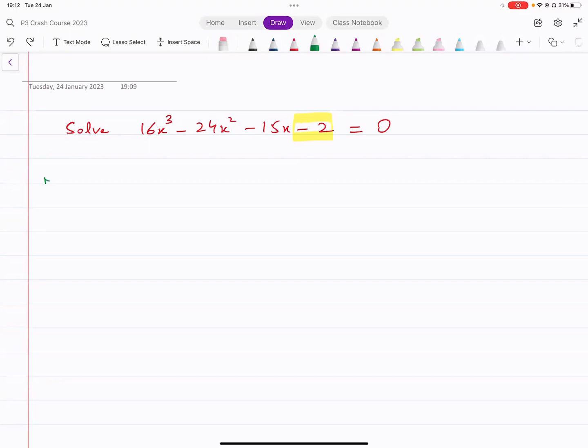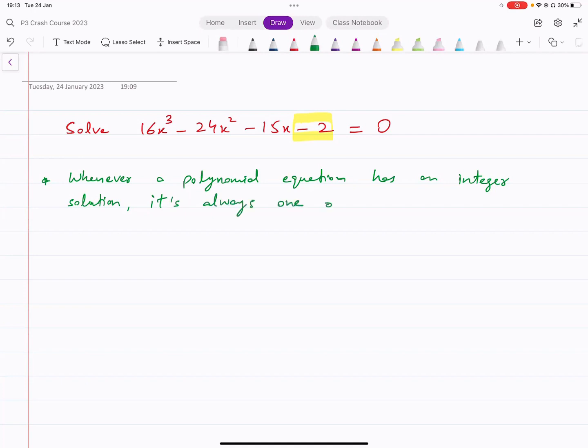Okay, let me write that down. Whenever a polynomial equation has an integer solution, it's always one of the factors of the constant term in the polynomial.